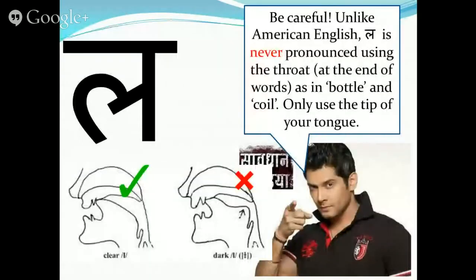Love, bottle. So the difference is tongue position. In the second form, bottle, the back of the tongue actually curves up towards the roof of the mouth to restrict the air. You're actually making a lot of the sound with your throat, like you're choking, bottle, coil, like you're swallowing the sound. And that's the sound that does not exist in Hindi. So we never want to use that one. We only want to use the other one. It's the clear L sound.